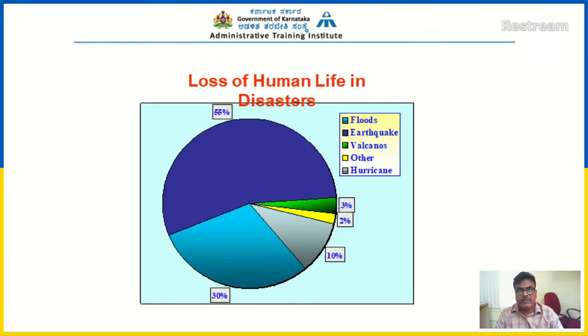What is the next major disaster leading to huge loss of life? That's basically here, this is flood. You can see here, like 30% of the people die due to water-related disasters, and other disasters are there, small disasters.